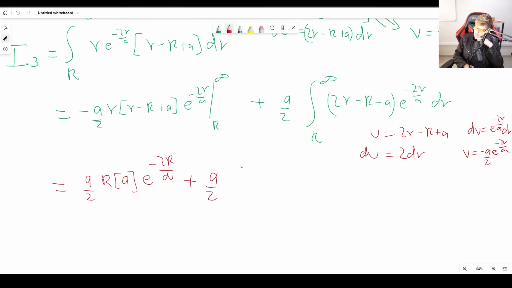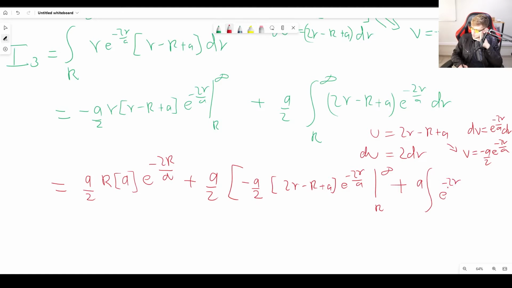Plus a over 2 and the thing that relates to the whole integration by parts. So there, let's see, we get this product, which will be minus a over 2 times 2r minus R plus a times the exponential evaluated between R and infinity minus another minus sign, so plus a over 2 times 2, so the 2's cancel out, the integral of e to the minus 2r over a dr between R and infinity.